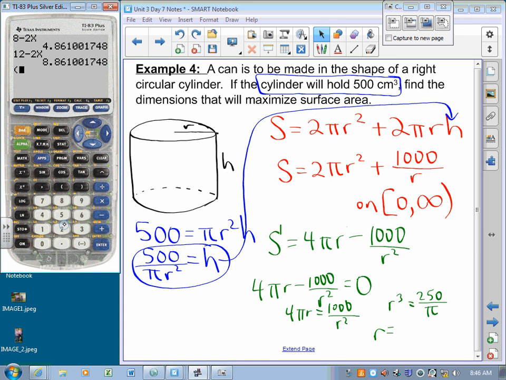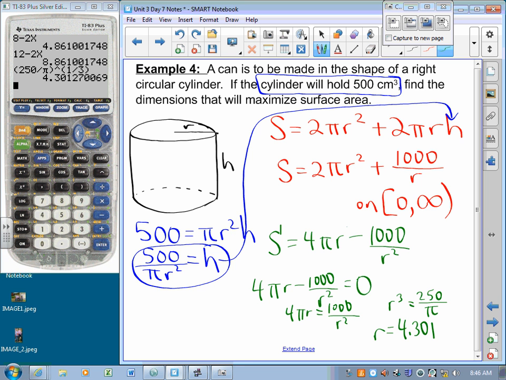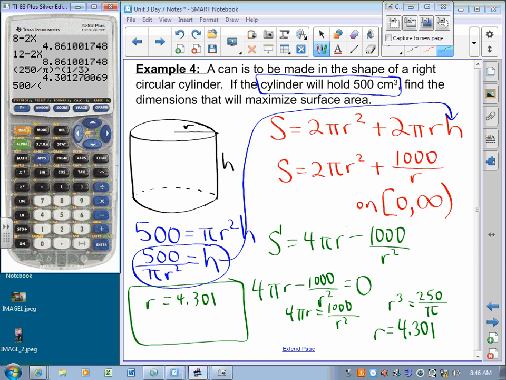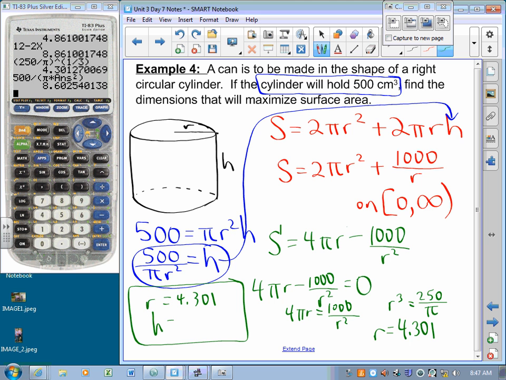let's do 250 divided by pi to the 1/3. 4.301. What are the dimensions that maximize surface area? The dimensions that maximize surface area are r equals 4.301, and h is 500 divided by pi times r squared, and that's 8.603.